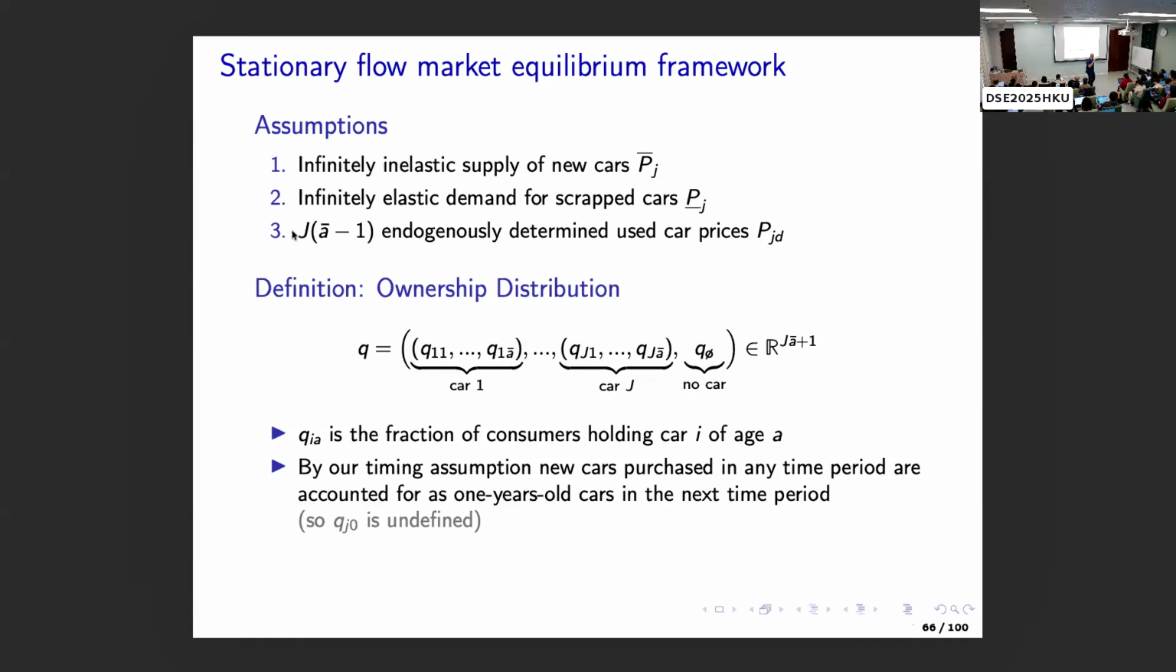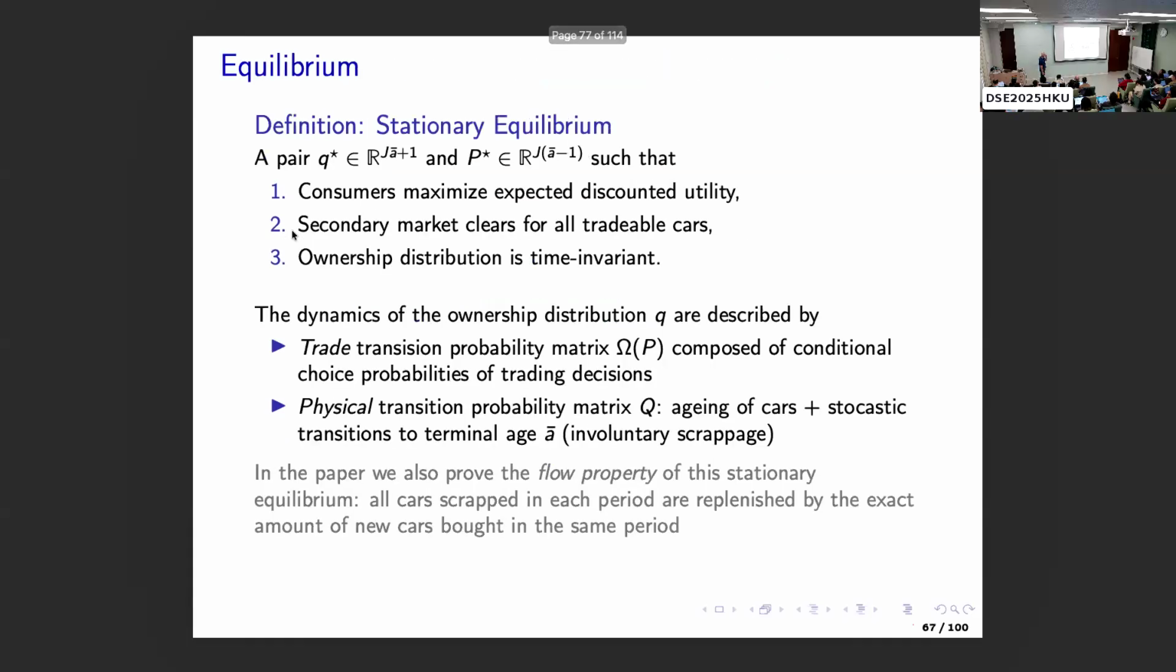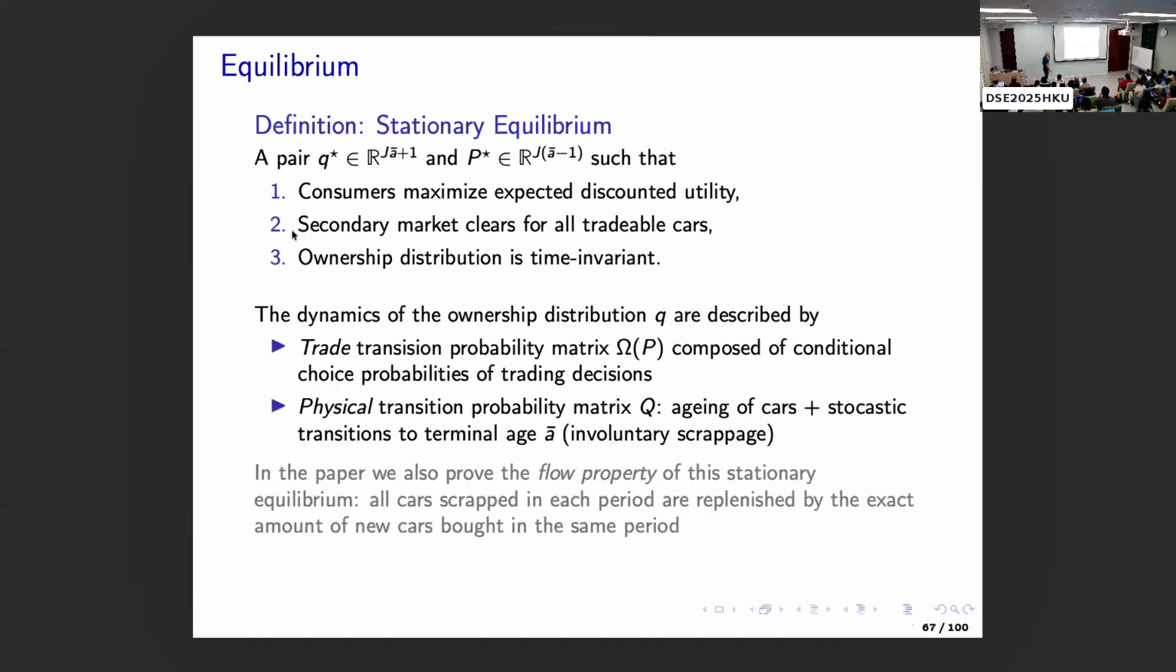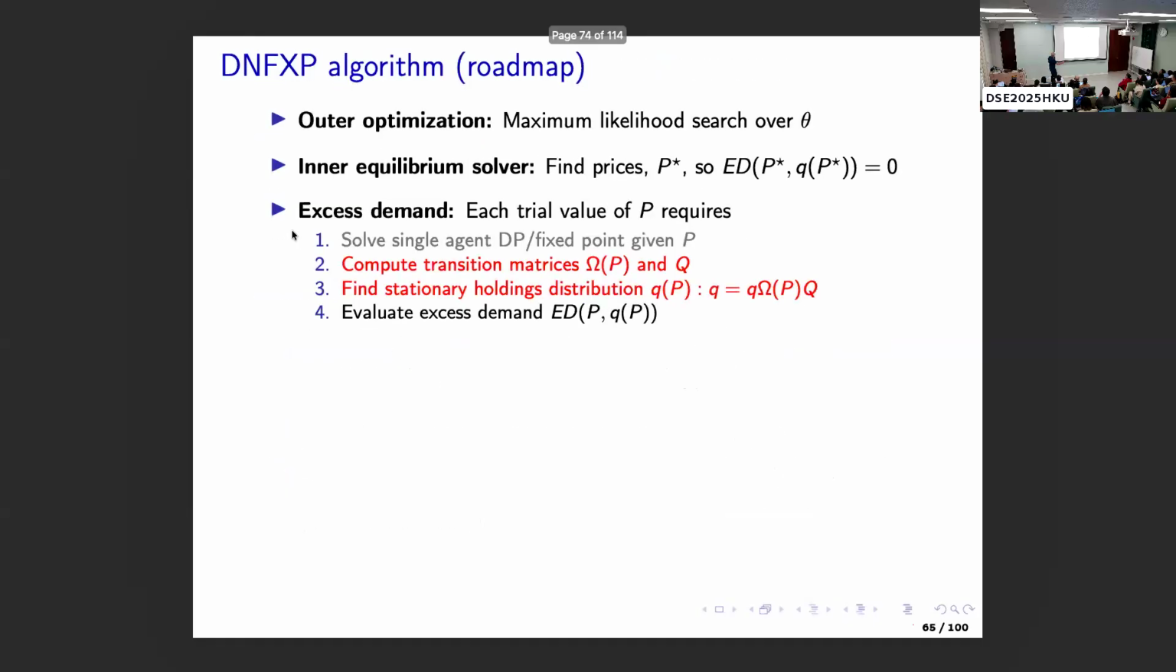Now this is prior to the trading phase, so that's after your car is aged. So there are no cars that are 0 years old. No new cars in this distribution. That's just by our timing convention. So that's the ownership distribution, and we want to find that distribution as the fixed point of that equation here.